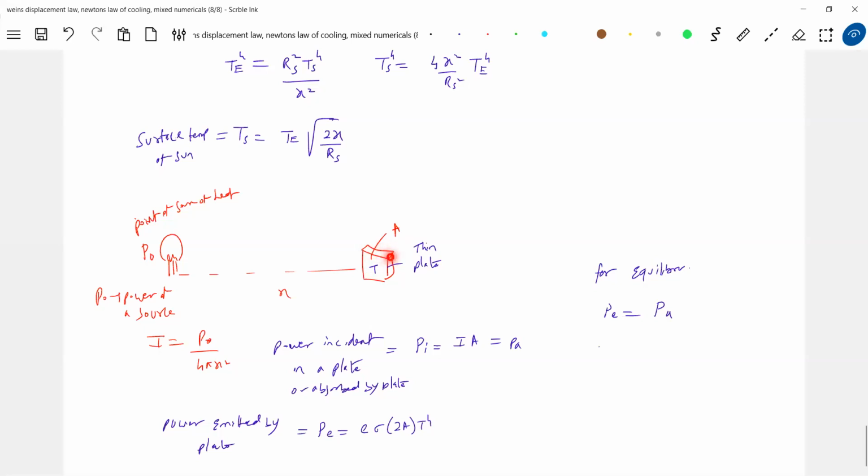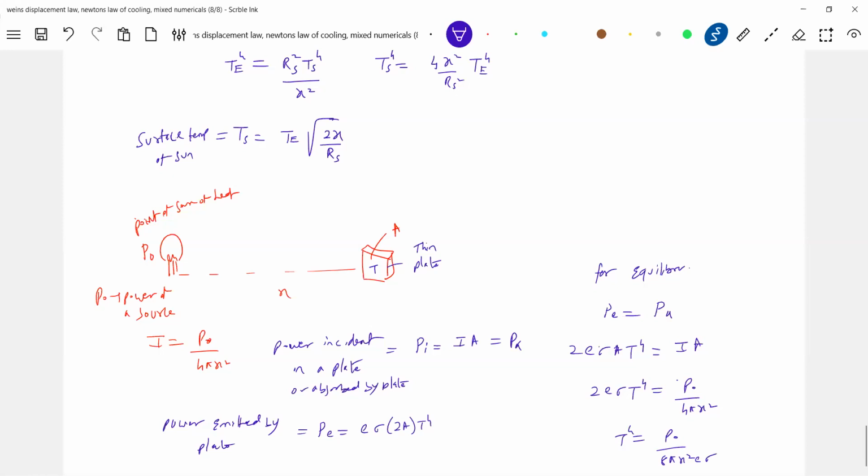Why 2A? Two surfaces. Slowly try to make the observation. As a thin plate, we can neglect the edge surfaces. Here is one surface, and the other side is the other one. Two surfaces are there, that's why 2A will come. But the power absorbed will be only one, because the radiation falls only on one face. So 2E sigma A T to the power of 4 is equal to I A, the A gets cancelled. So 2E sigma T to the power of 4, where I is equal to P naught by 4 pi x square. So like this, we'll get the temperature. P naught by 8 pi x square is sigma.